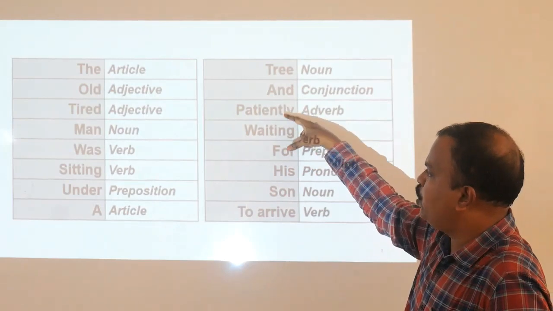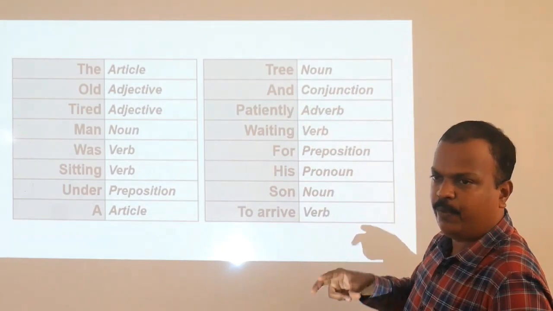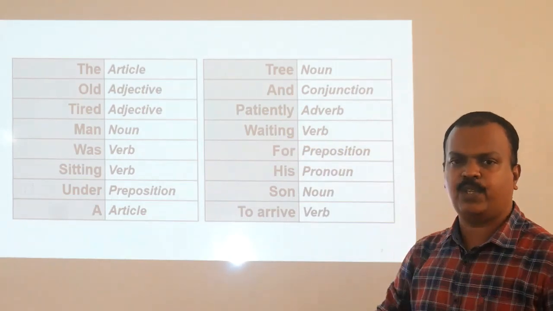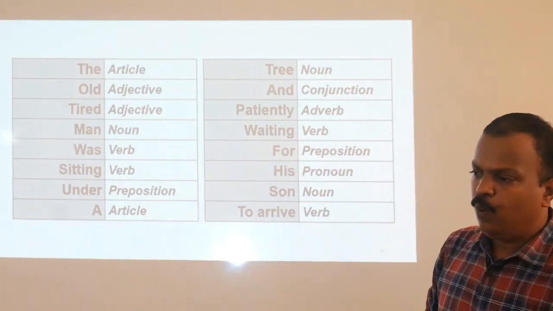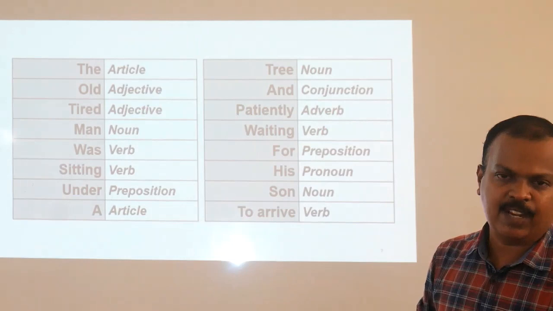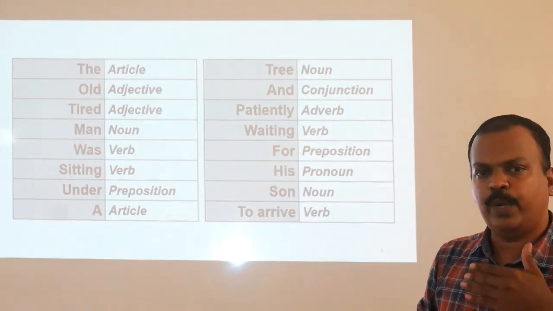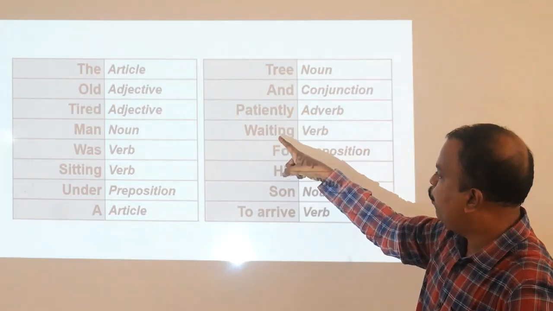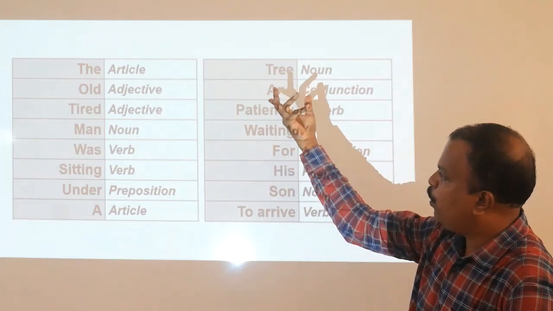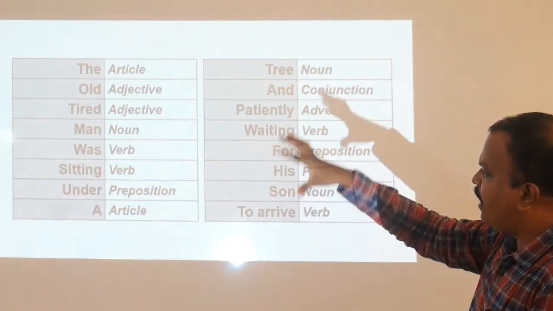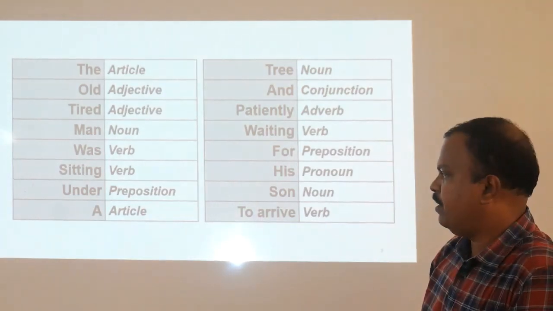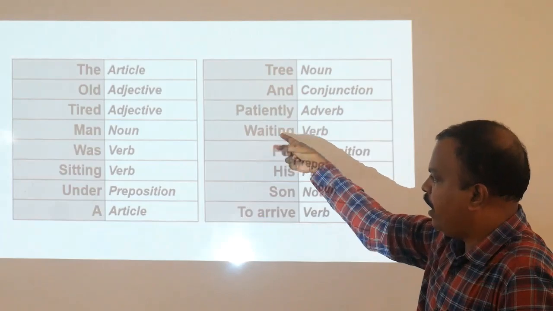Here, waiting and patiently, they are closely related to each other. Patiently is describing waiting. How is this action of waiting taking place? What is the manner of that action? Patiently. How is he waiting? Patiently. So patiently is an adverb here. Waiting is the verb. Right? So I was saying in this sentence there are two important verbs, main verbs, that is sitting and waiting.